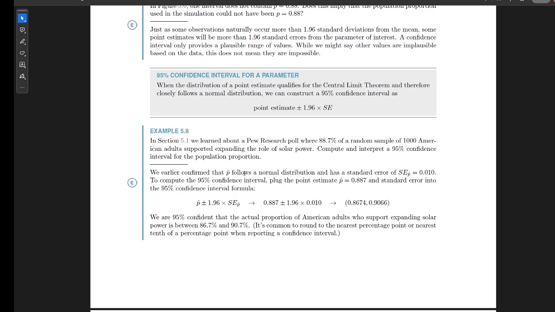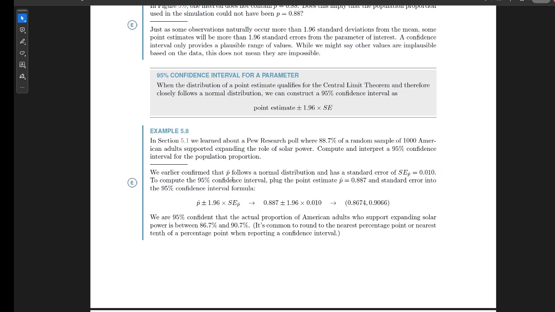So in section 5.1, we learned about a Pew Research poll where 88.7% of a random sample of 1,000 American adults supported expanding the role of solar power. Compute and interpret a 95% confidence interval for the population proportion. Okay, so in this case, the standard error is going to be 0.010.